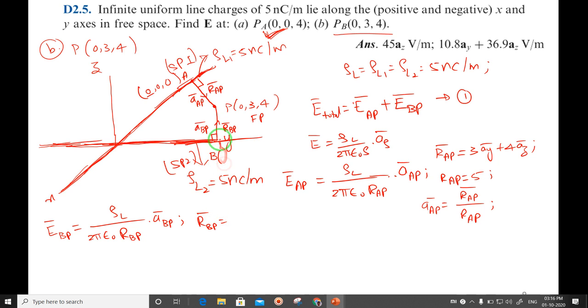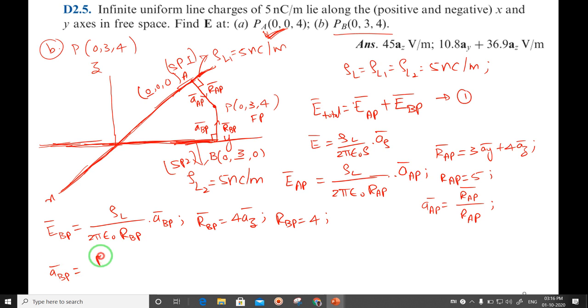What are the coordinates of B? We have to calculate here. On the y-axis, x is 0, y we will calculate, z is 0. So x and z are 0 anywhere on this line. So x is 0, z is 0. What about y? It should be the same as this. y is 3 here, so I'll take 3 here. Is it fine? So now find out R_BP. 0 minus 0, x component will vanish. 3 minus 3, y also will vanish. 4 minus 0, 4 a_z I will get. Then the magnitude of R_BP is under root of 4 square, which is 4 only.